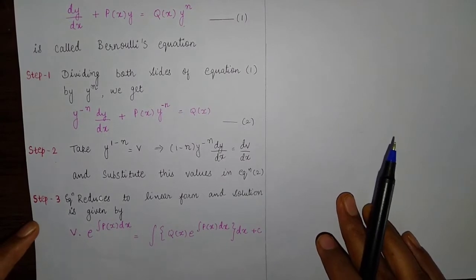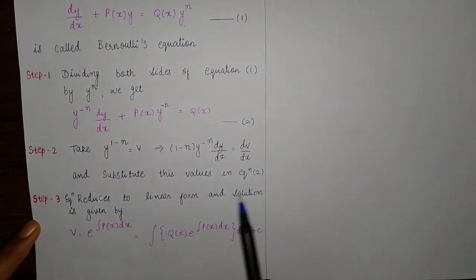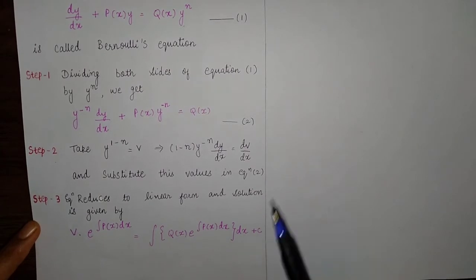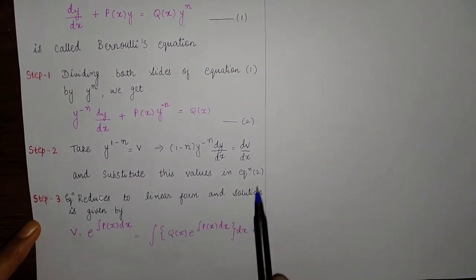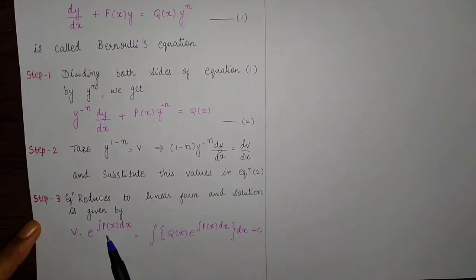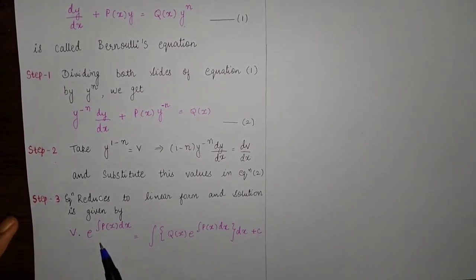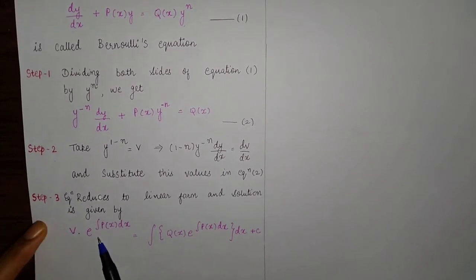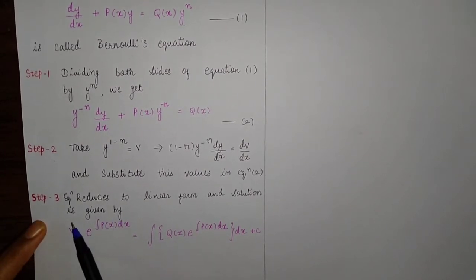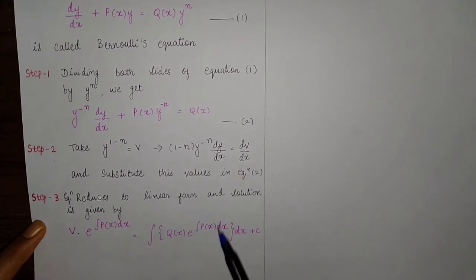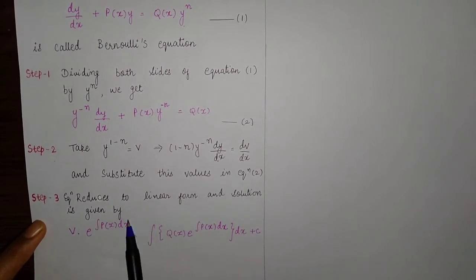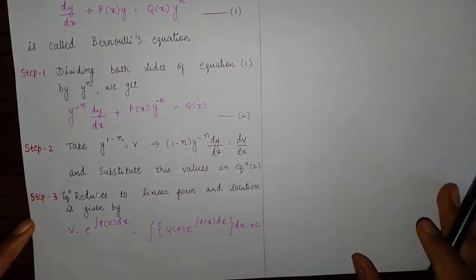Then in step number 3, your equation reduces to linear form and you will get the solution of the Bernoulli's equation. So the solution is given by v into e raised to integral px dx. This is nothing but the integrating factor, the same term which we found earlier, but in place of y it is here v. So v into this equals integral qx into the integrating factor plus c. This is the final solution for the Bernoulli's equation.